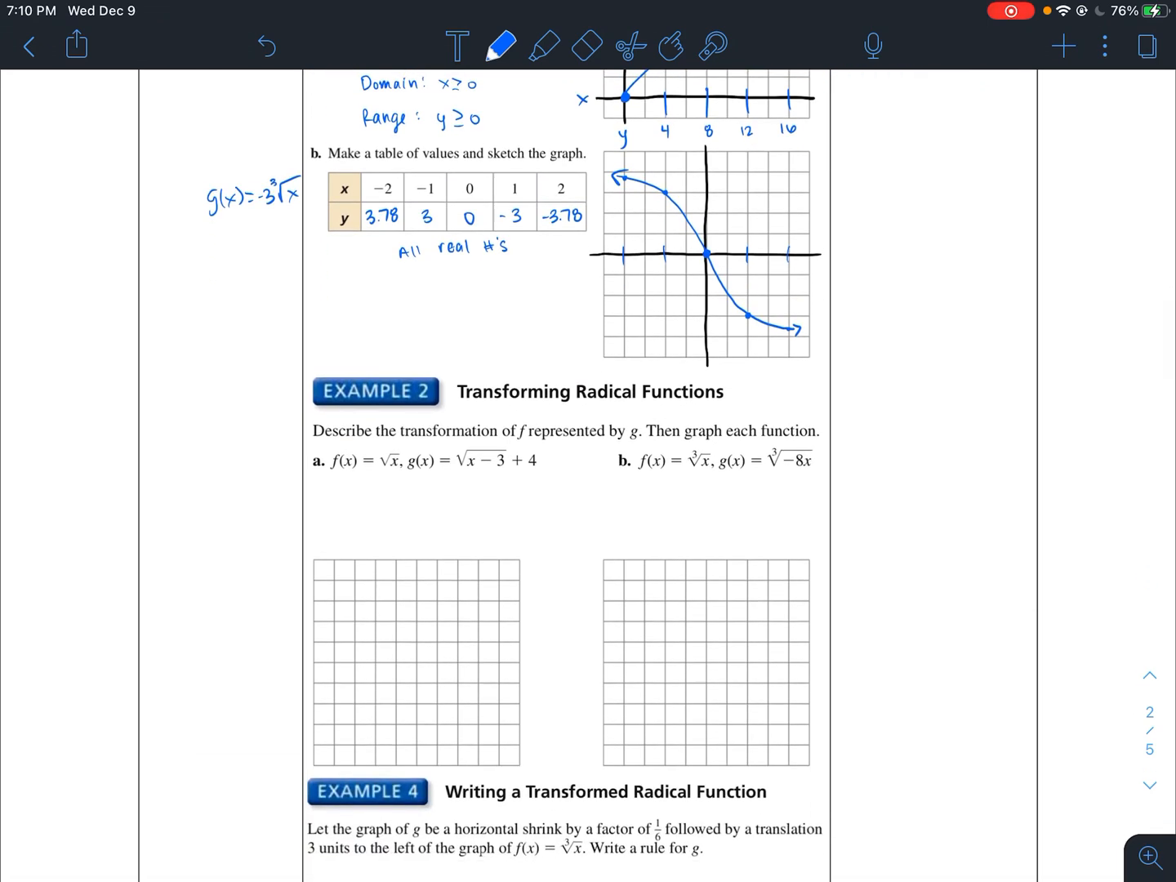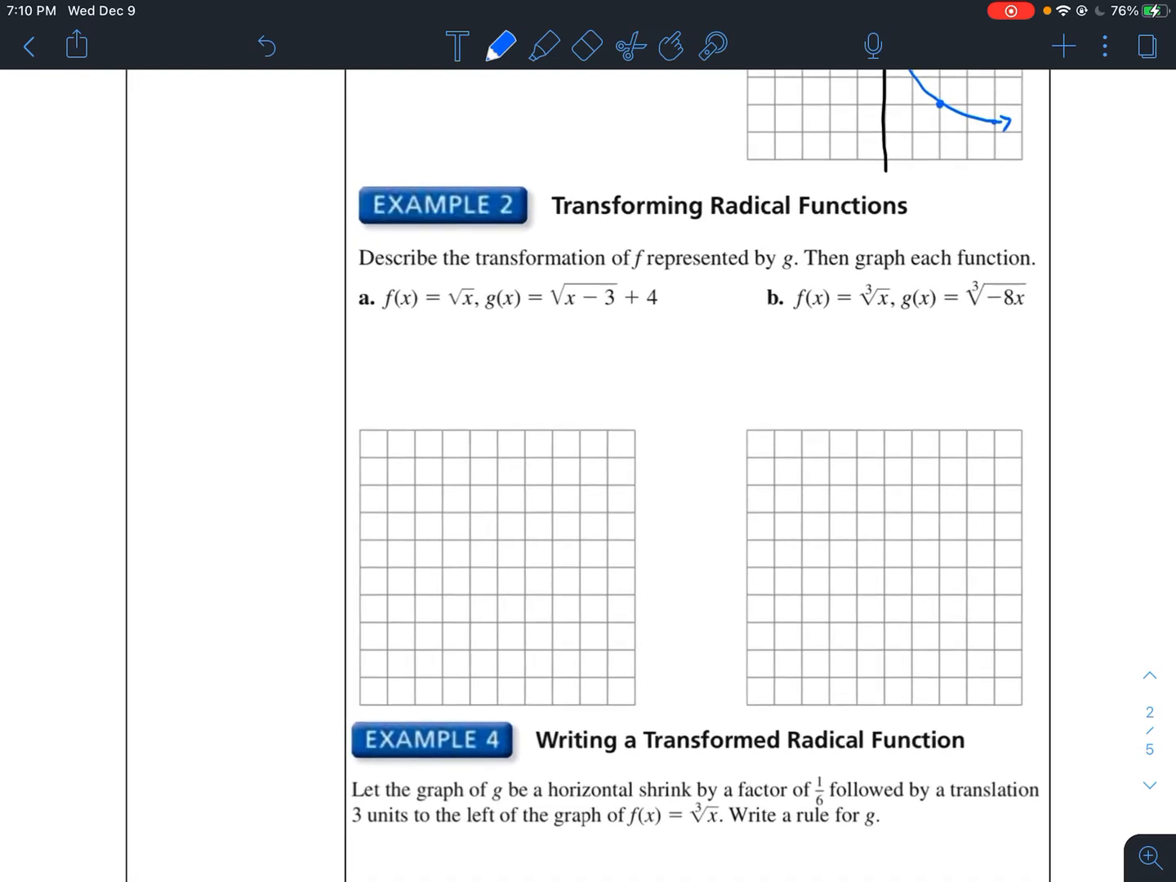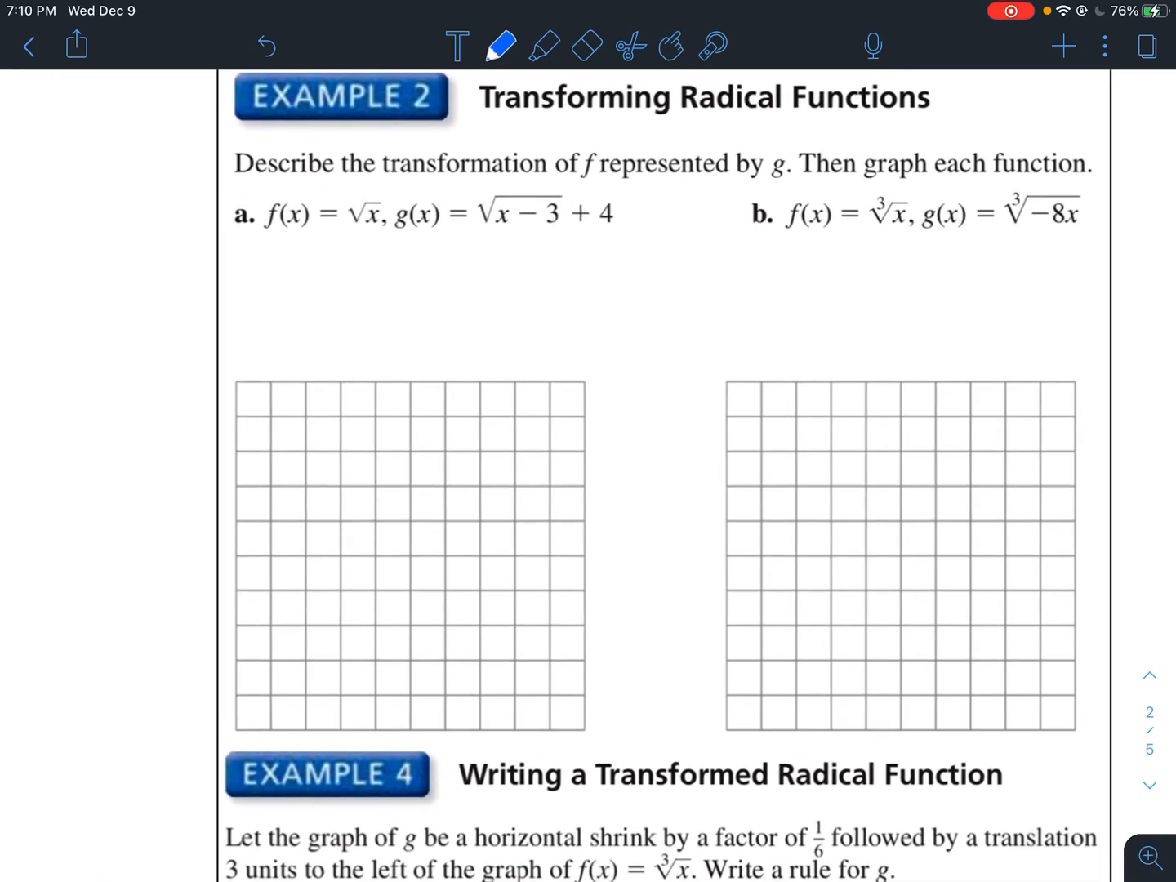Now for example 2, it gives us two different functions. So it wants us to describe the transformation from f to g, and then to graph them. So for a, let's describe the transformation. So this is a square root function.